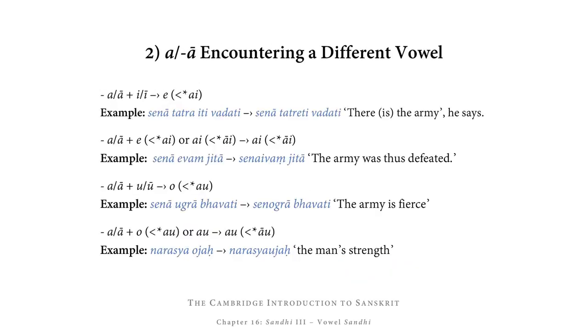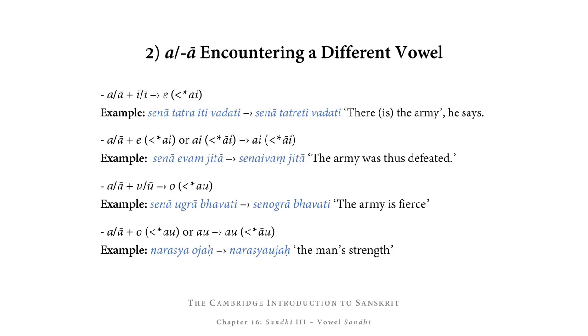Second, a or ā encountering a different vowel. Now this is a little more complicated because, if you remember, ai and au in Sanskrit changed into e, ai, o, au. So for example, a or ā plus i or ī, which would add up to ai, appear as e. For example, we get senā tatra iti vadati, which means he says, the army is there. We have tatra plus iti, the a plus the i merging into an e, and the two words as a result are written together. So from senā tatra iti vadati, we get senā tatreti vadati.